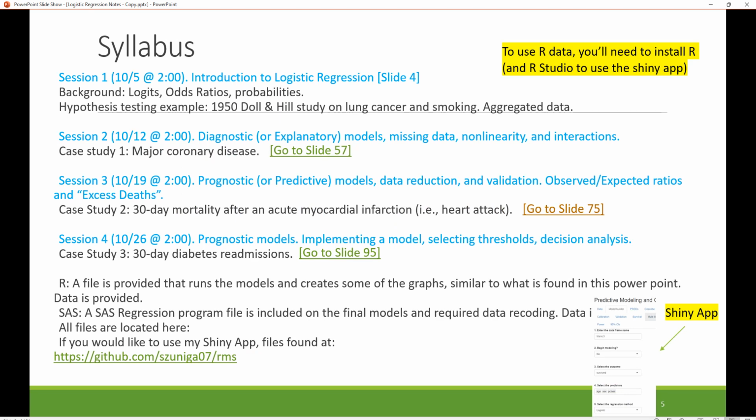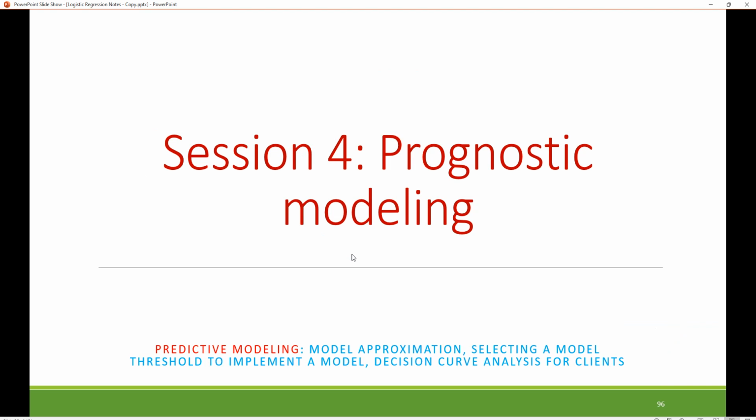And in this session, we're going to look at prognostic or predictive models, and we're going to see how to implement a model, select thresholds, and do a decision analysis. For this third case study, it's on 30-day diabetes readmissions. For session 4, again, it's prognostic or predictive modeling. For predictive modeling, we're going to look at model approximation, selecting a model threshold to implement a model, and a decision curve analysis for clients.